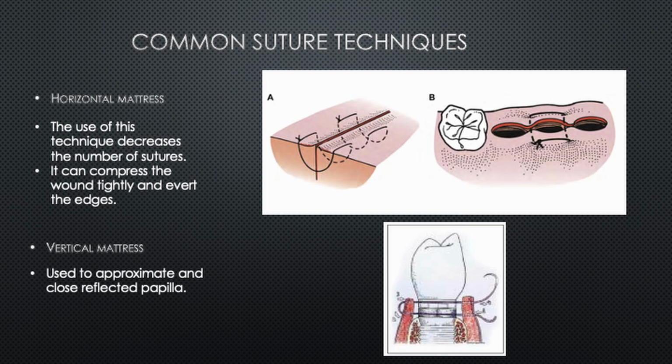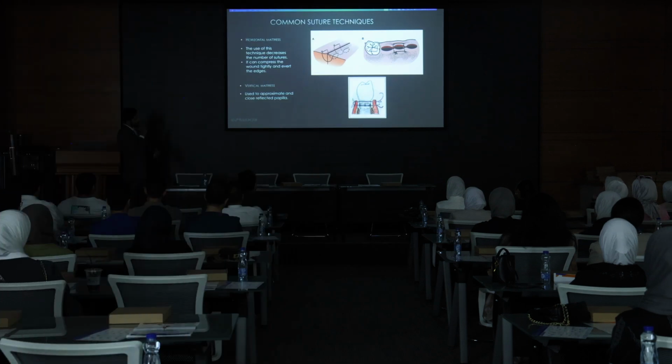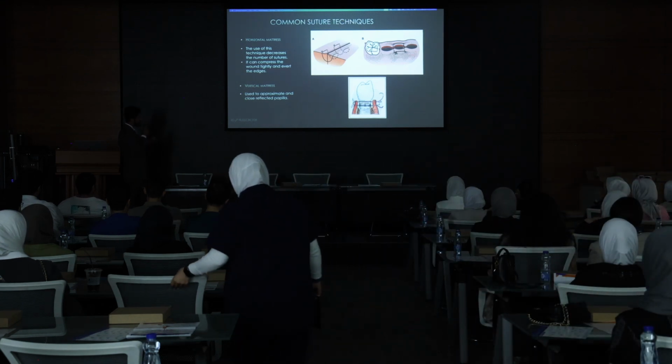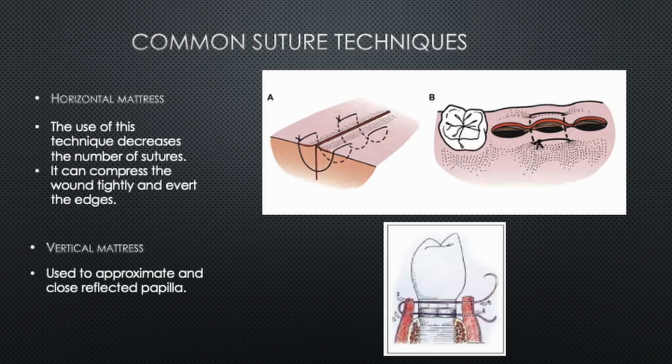The horizontal mattress is used to reduce the number of knots, sutures. So you're going to have the first knot and then the second knot. It could compress the wound tightly and evert the edges. The vertical mattress could be used to approximate and close the reflected papillas, if, let's say, you cannot place or throw a simple interrupted.